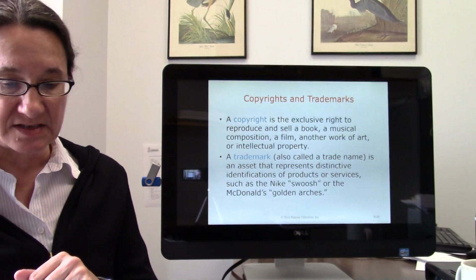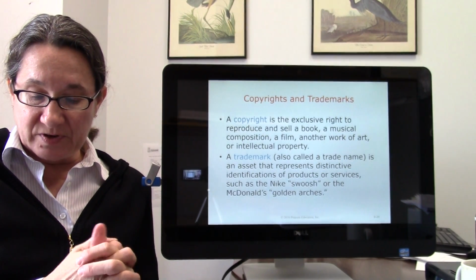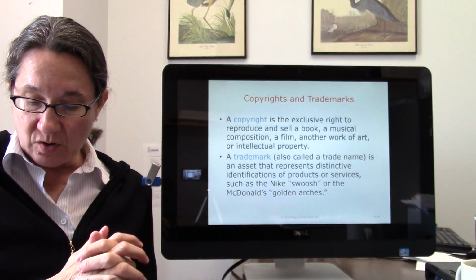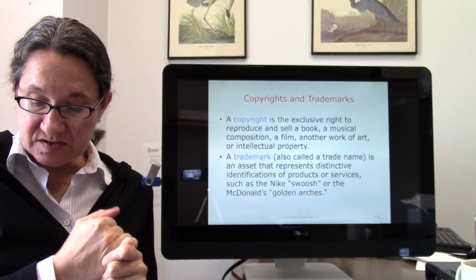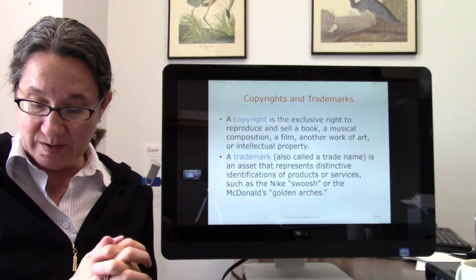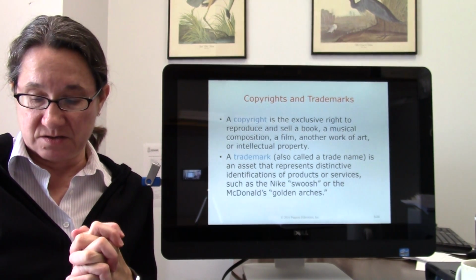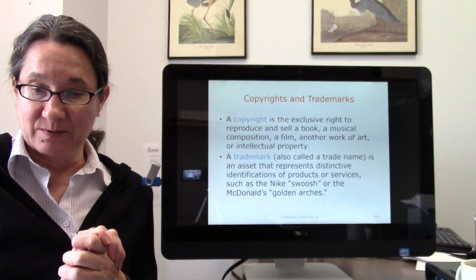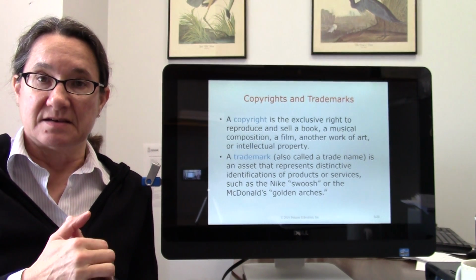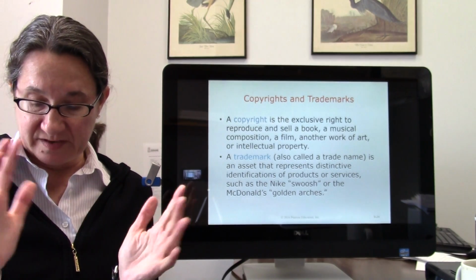Next, copyrights, trademarks. A copyright is the exclusive right to reproduce and sell a book, a musical composition, a film, another work of art, or intellectual property. Copyrights also protect computer software programs like Microsoft Windows. Issued by the federal government, a copyright is granted for the life of the creator plus 70 years. So if you write a book and publish it, you get to have the exclusive rights to it for your whole life, plus your estate. You can leave it to them for 70 more years. So think about movies, books, things like that.